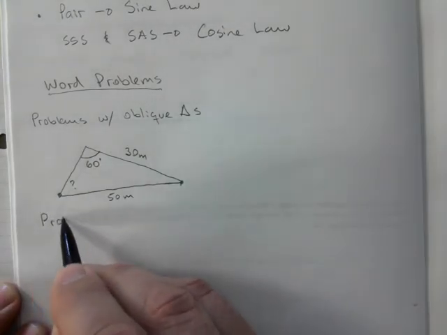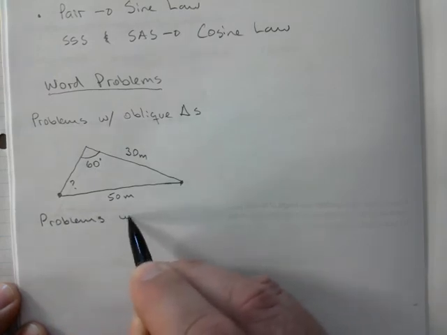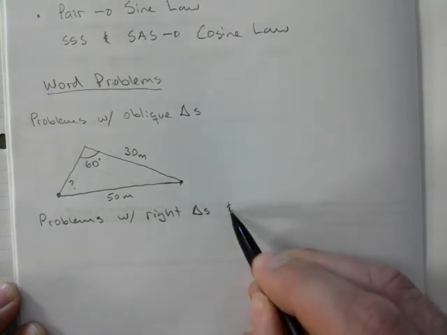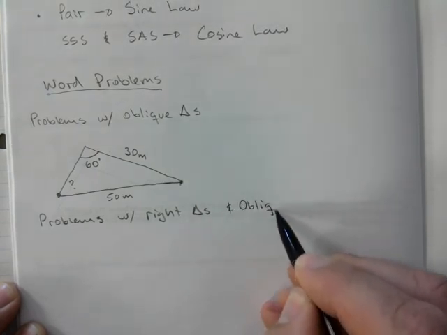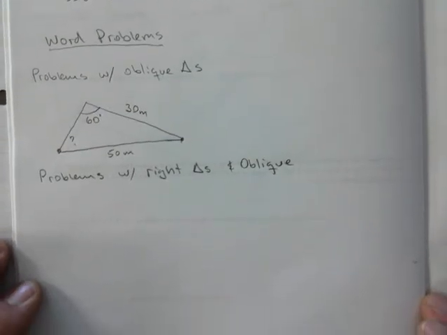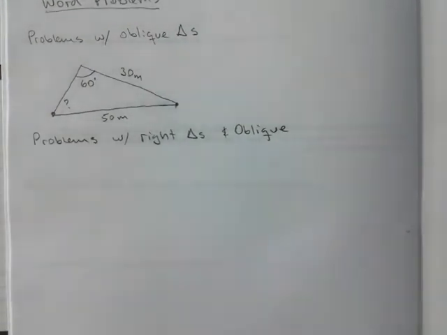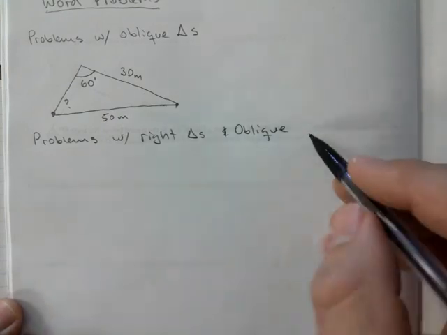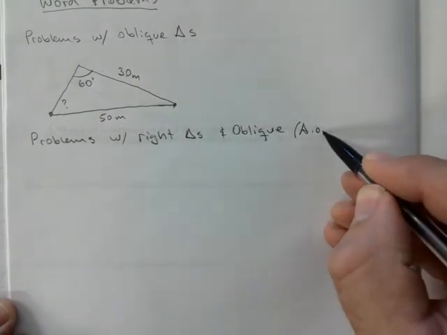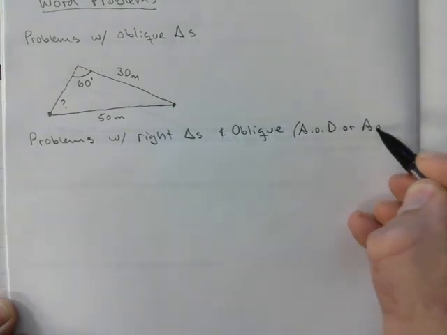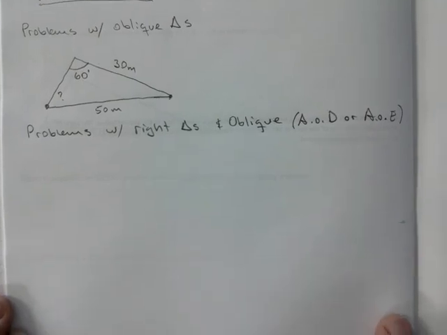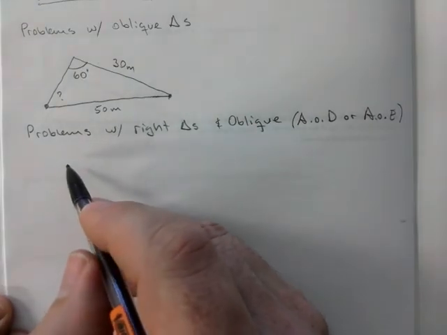And then you will have the second category. You'll have problems with right triangles and oblique. If you're wondering what an oblique triangle is, anything that isn't a right triangle, we put it in the category of oblique. So when would you encounter something like this? You want to look for angle of depression or angle of elevation. If you have something like that, there's probably going to be a right triangle formed.